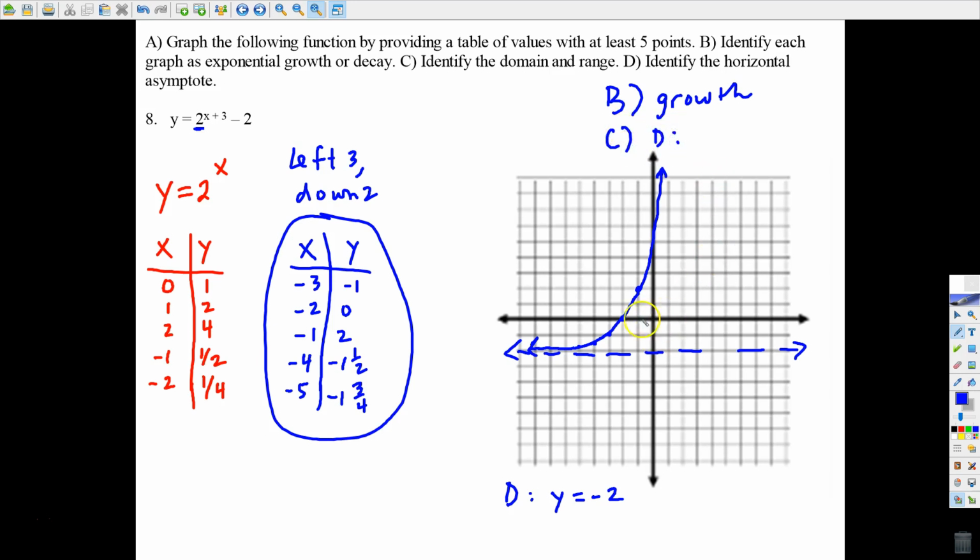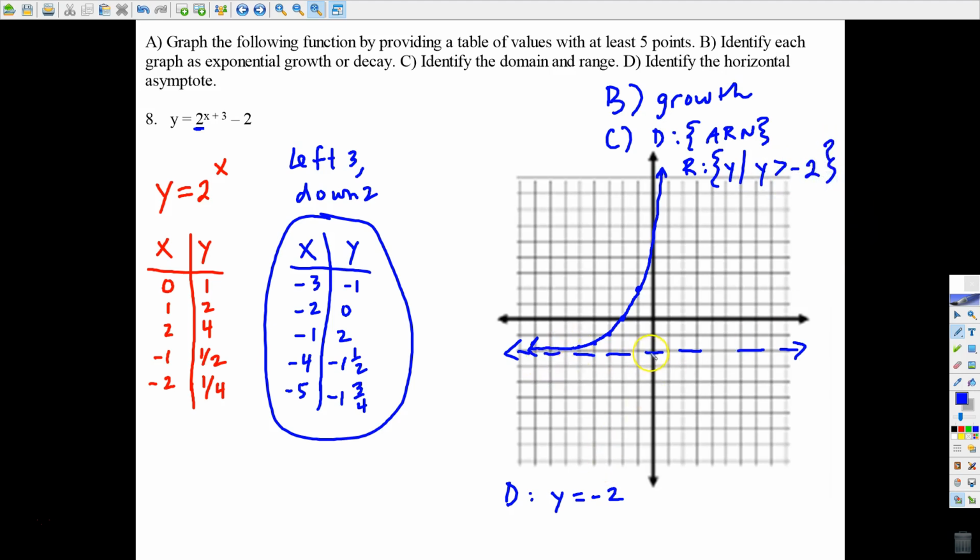So the domain, you can probably tell that every x coordinate available is going to be involved, as this graph goes forever left and forever right. So the domain will be all real numbers. The range, it does not go below, the graph does not extend below y is -2, but it goes forever above y is -2. So we will state it like this: all y such that y's are greater than -2.